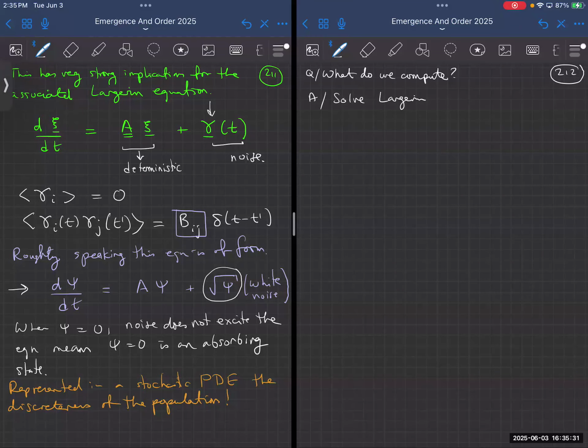Great, perfect. Okay, so what do we compute? What we're going to do is I'm going to show you how to solve the Langevin equation by a Fourier analysis. There's more complicated ways to do it using what's called the Martin-Siggia-Rose formalism. I'm going to just show you a quick and dirty way to do this. So we're going to assume that the system is in a non-equilibrium steady state.